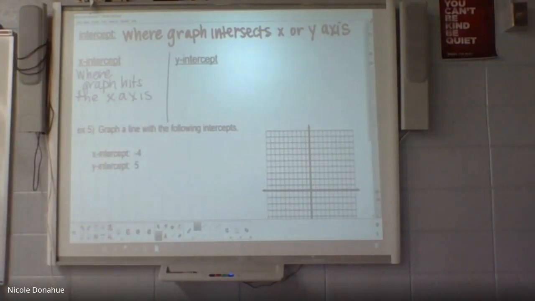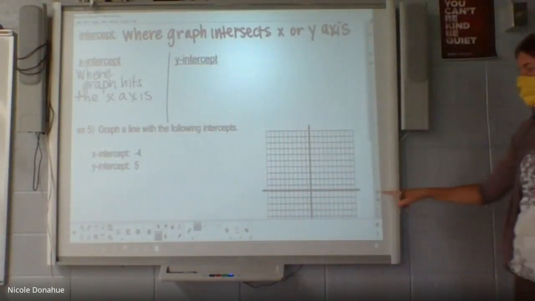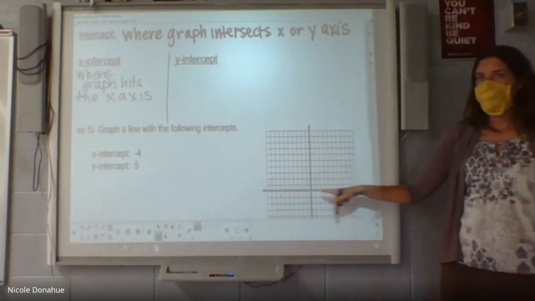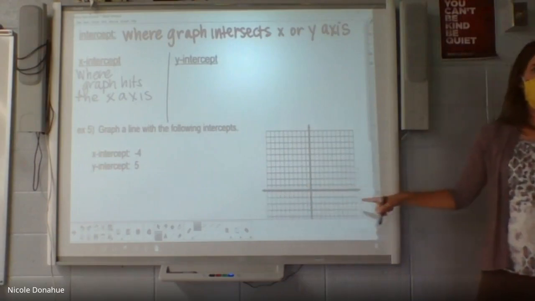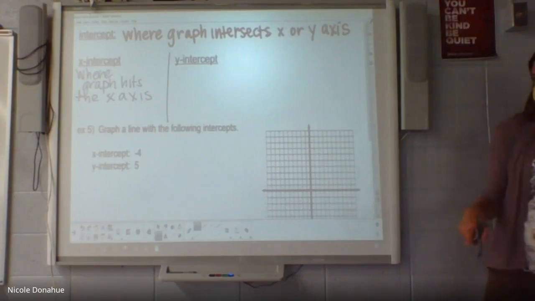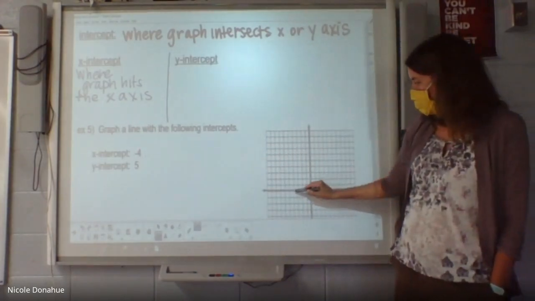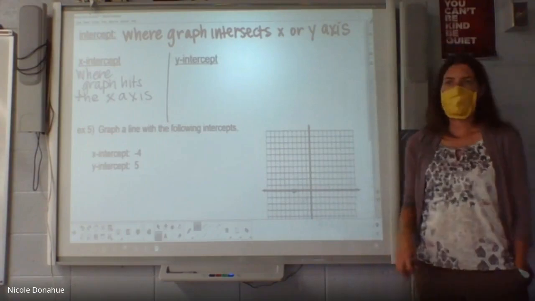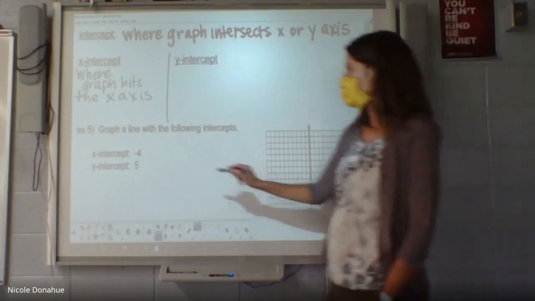Where the graph hits the x-axis. What do you guys know about points on the x-axis? We know something about all the points on the x-axis. If I have a point on this axis, what do I know about all those points? They all have the same thing in common. What do you guys think? So if I have an x-intercept at -4, what's the coordinate point for that? -4, 0.